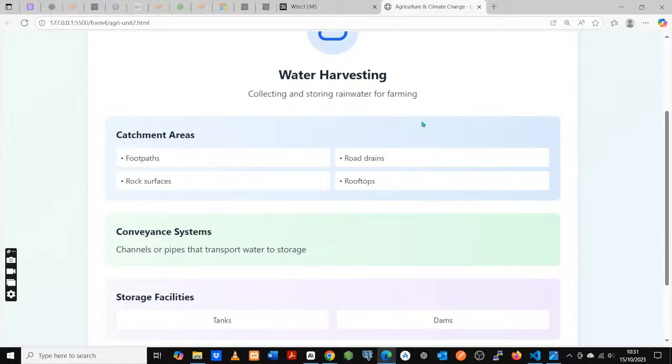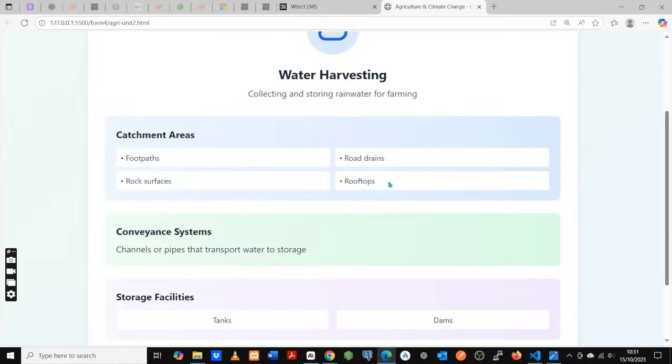Or you can have a dam and channel water into that dam. That's water harvesting. So water harvesting has three processes. Number one, catchment area. This is where water is coming from. So a catchment can be a road drain. So at the edge of the road, you have a drain which directs a lot of water down the stream. And if you also channel that water into a dam, you can harvest a lot of water.